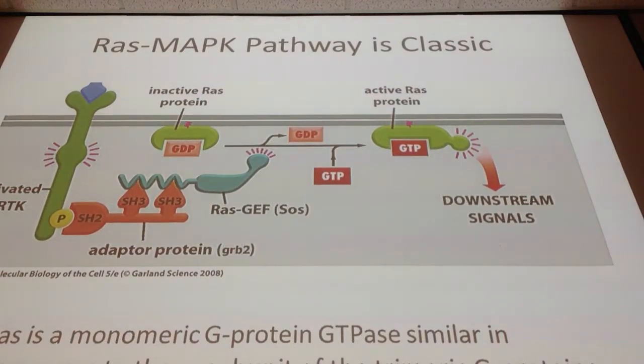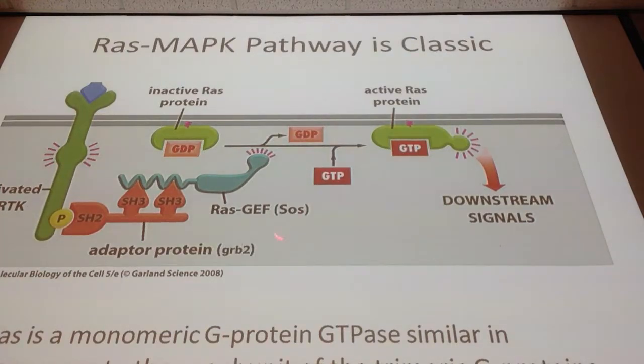Yes, ma'am? Are they always bound to each other, or do they have to undergo... Okay, so you mean GRB2 and RAS-GEF. That's a good question. They are synthesized separately, right? And then they have affinity for each other. They have very high affinity for each other. However, you can regulate this pathway by varying the concentration of both. If you have more of one than the other, then we have fewer of those dimers.